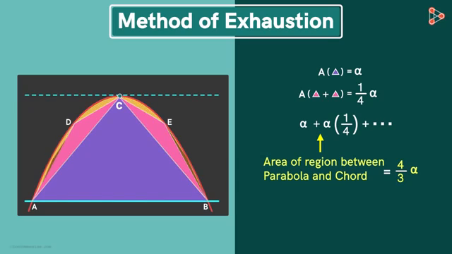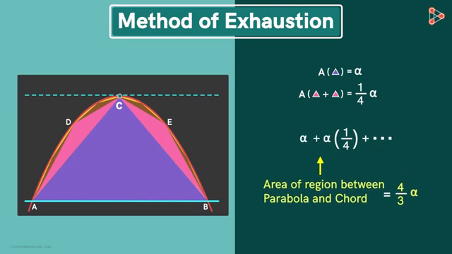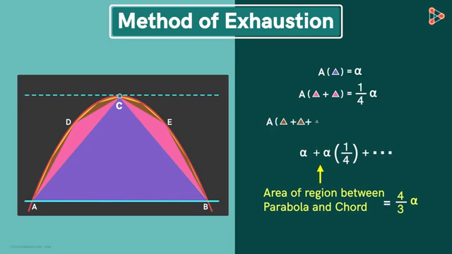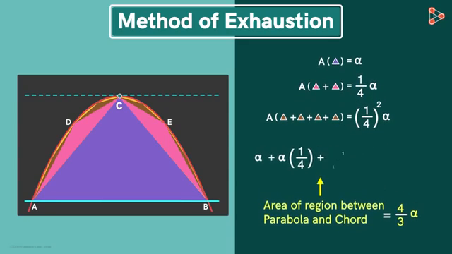If we keep drawing triangles further and further, we will eventually cover the whole region. We get that the sum of the areas of the triangles added in each next step is equal to 1/4 of the sum of the areas of triangles in the previous step. So we get infinite terms like this. And it turns out that their sum approaches 4/3 times alpha.